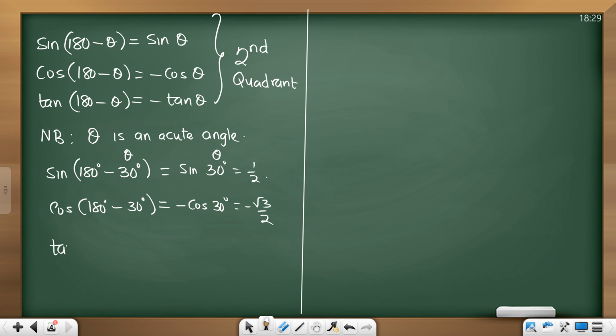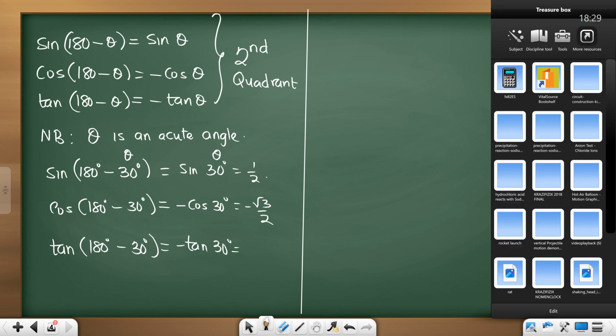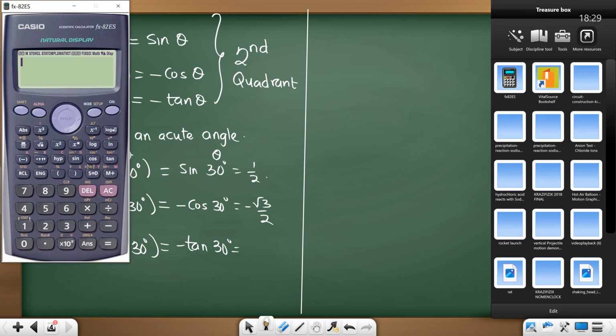What about tan 180 minus theta? Our formula says it should be the same as negative tan theta. I'll press the left hand side. Tan 180 minus 30. I'm having negative root 3 over 3. Is that what you are having? Thumbs up.